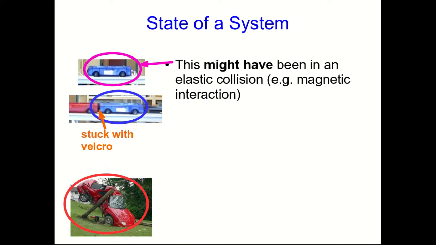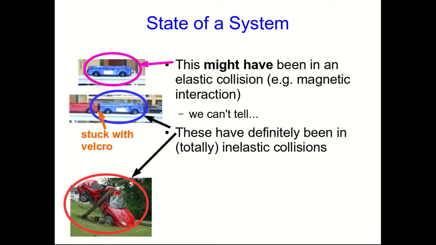So here's the point. This first cart might have been in an elastic collision, right? Say, using the magnets. But we can't tell, because that collision has left this cart unchanged. Now, I'll tell you, in fact, I know that just before this picture, this cart had been in a collision with another cart, but there's no way of telling from the picture. On the other hand, this other cart and the car have definitely been in collisions, and those collisions were definitely totally inelastic, because they're still stuck to the things they collided with.